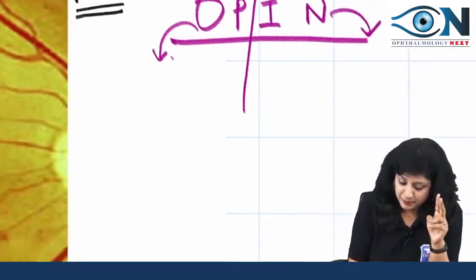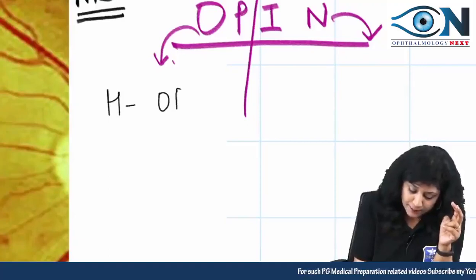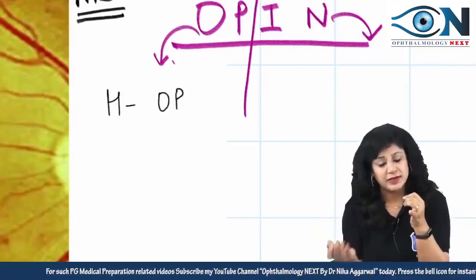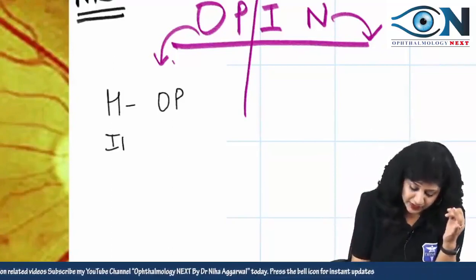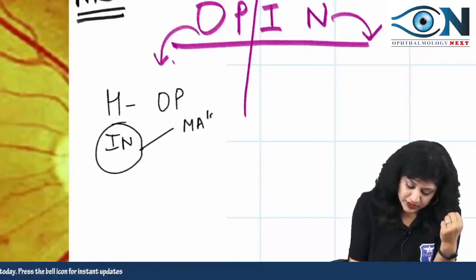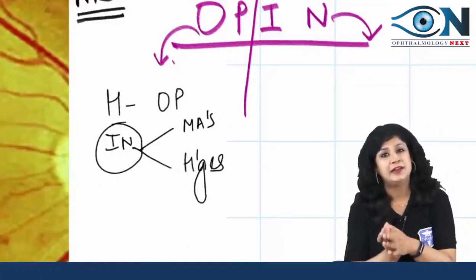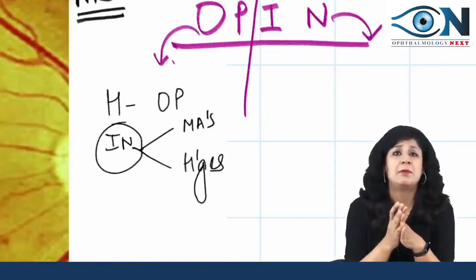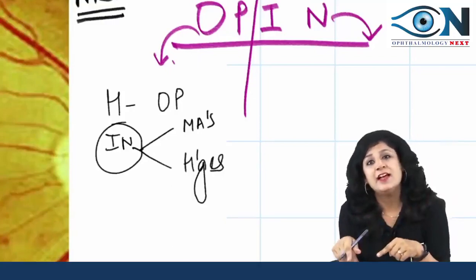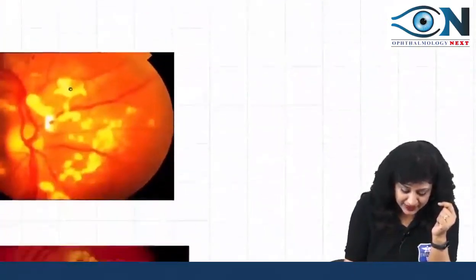Now how to remember what is found in which layer? So one is your HOP. HOP means the hard exudates are found in the outer plexiform layer, and then you are left with IN. So the rest of the two things, your microaneurysms and your hemorrhages, are found in this inner nuclear layer. So very easily you can remember the OPEN, then you have HOP, and what is left is in the inner nuclear layer. Okay, so this is your NPDR stage.